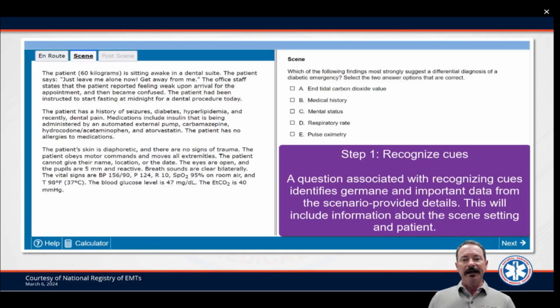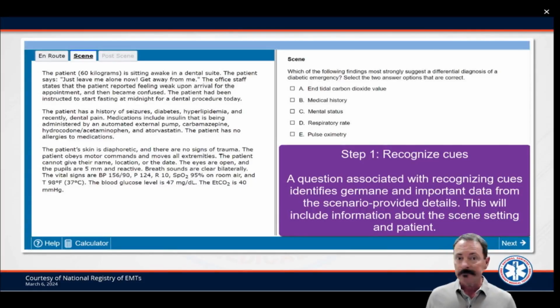So when we look at the scene question, it says, which of the following findings most strongly suggest a differential diagnosis of a diabetic emergency? It's specifically looking at a diabetic emergency, not really the seizures. So select two answer options that are correct. Well, we look at the end-tidal CO2 value. No, that's not it. Medical history? Yes, that is one that tells me that it could be a diabetic emergency.